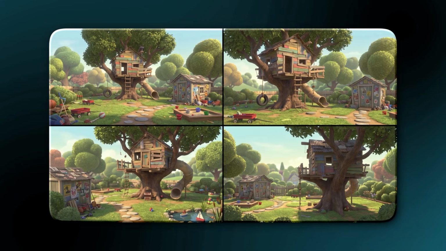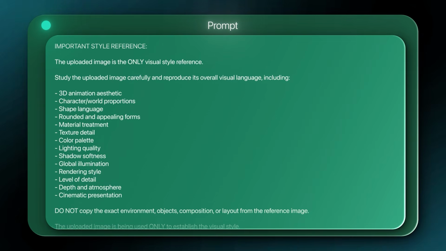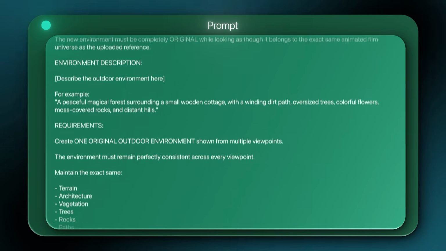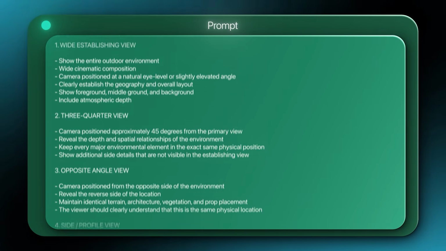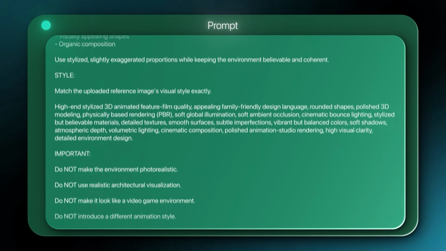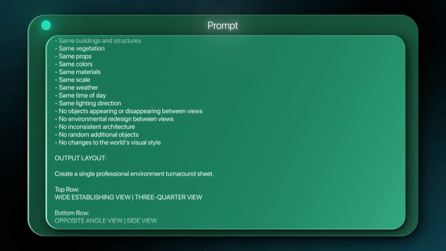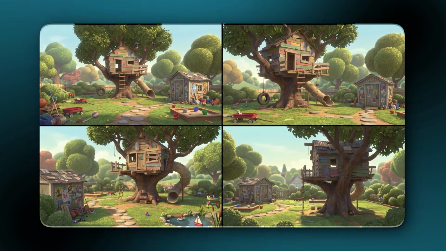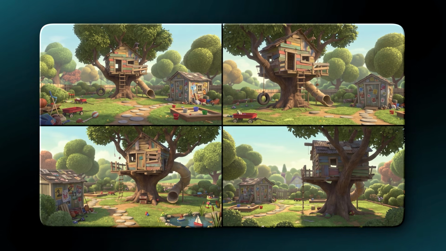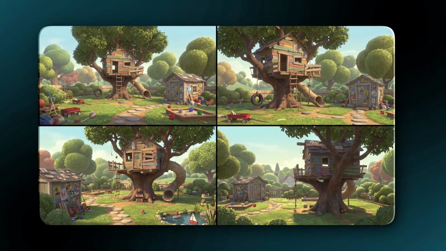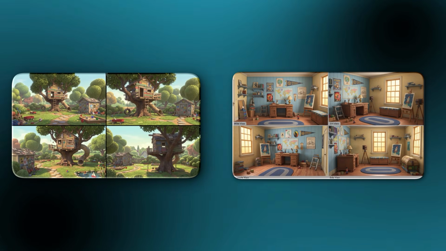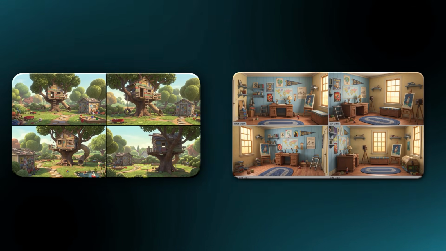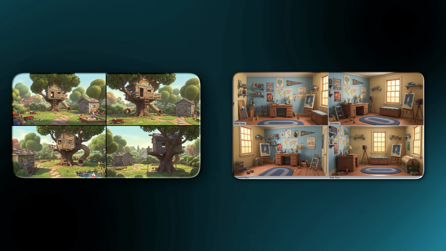For my second environment, the outdoor world, I used the same structure. But this time, I described a completely original outdoor location, a treehouse world, and told it to only borrow the visual style from my reference image, not the actual layout or objects. That result gave me a fully original outdoor set that still felt like it belonged in the exact same animated universe as the bedroom. And with both the bedroom and the outdoor world locked, I now had 2 fully reusable environments to shoot the entire trailer in.